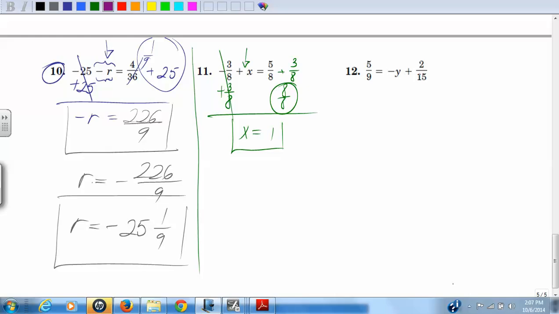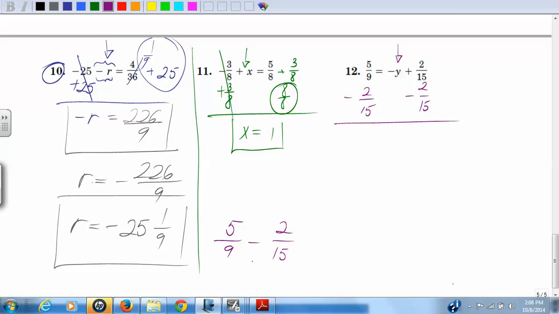5/9 equals negative y plus 2/15, right? Well, I need to leave my negative y by itself, so I'm going to take away 2/15 from both sides. Okay. Now, I have 5/9 minus 2/15. Let's take it separately and find what is that first, right?